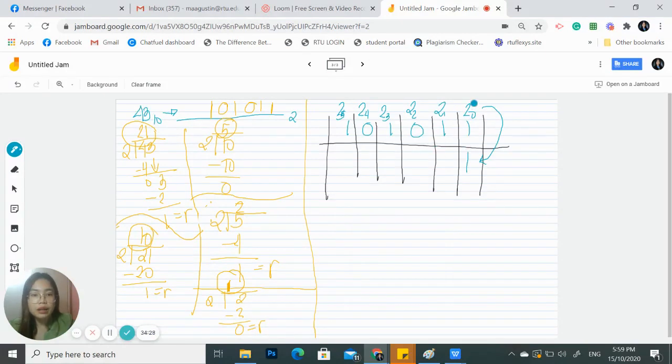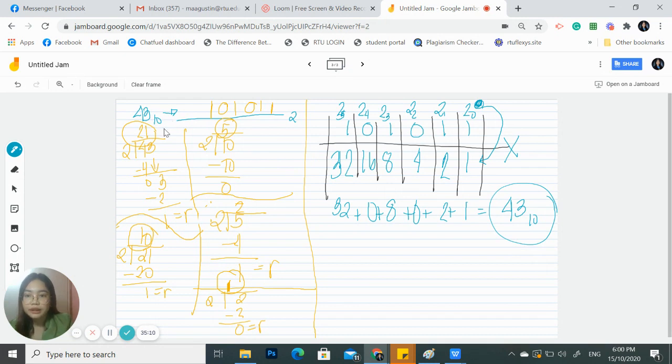So, we have to raise sa taas dapat. Raise to 0 is 1, 2, 4, 8, 16, and 32. Okay, so definitely we need to multiply the following. We have 1, we have 2, we have 0, we have 8, we have 0, we have 32. Okay, so let's add. So, pag in-add mo sila, 32 plus 8, that will be 40, plus 2 plus 1, that will be 43 base 10. So, our answer is correct.